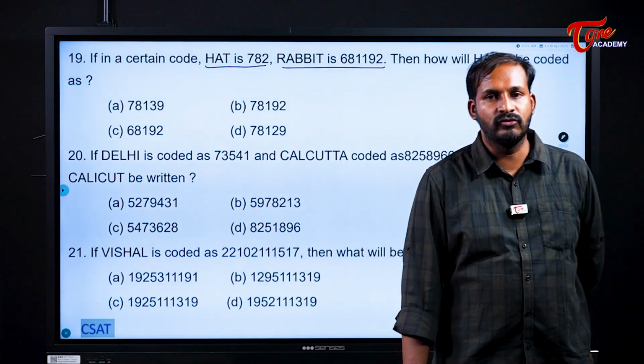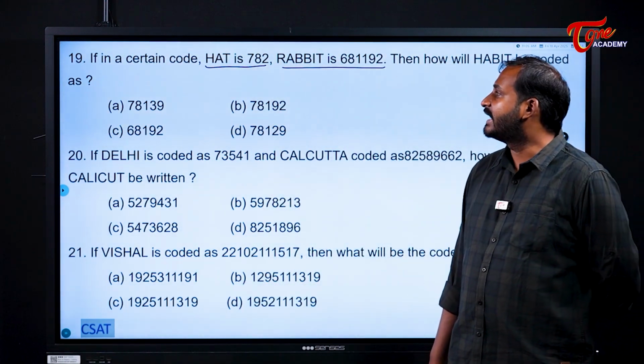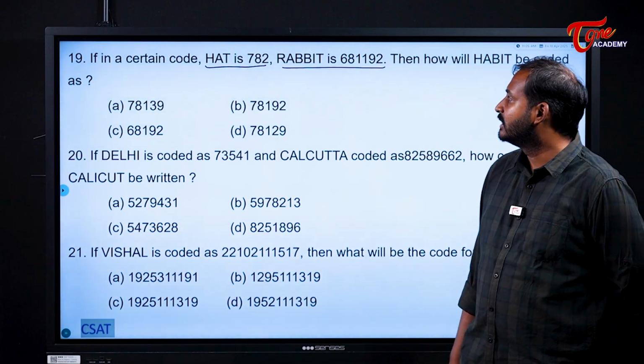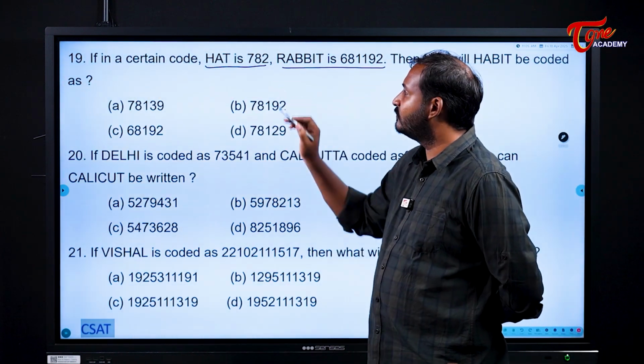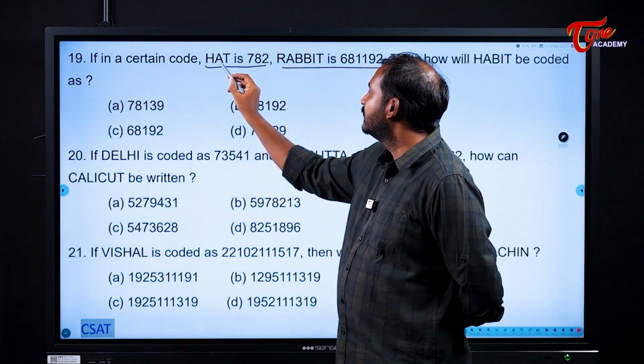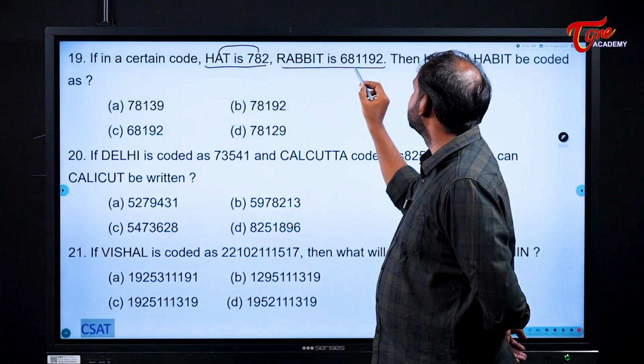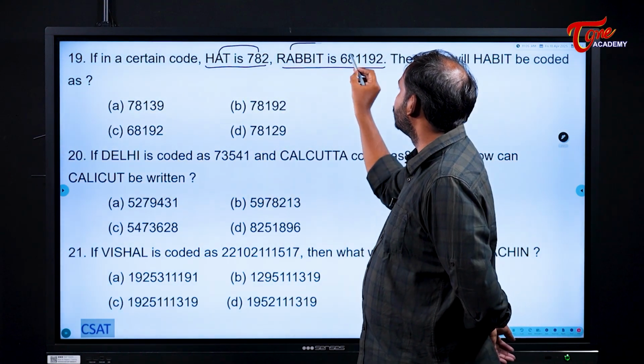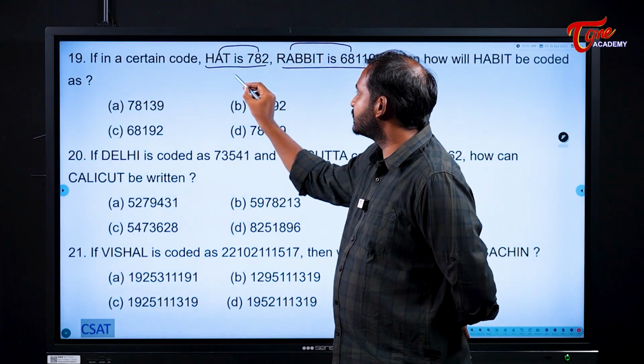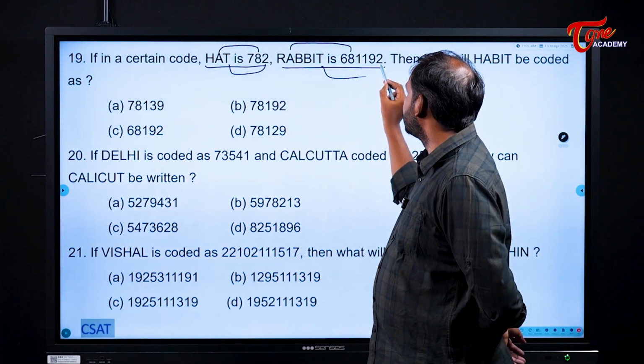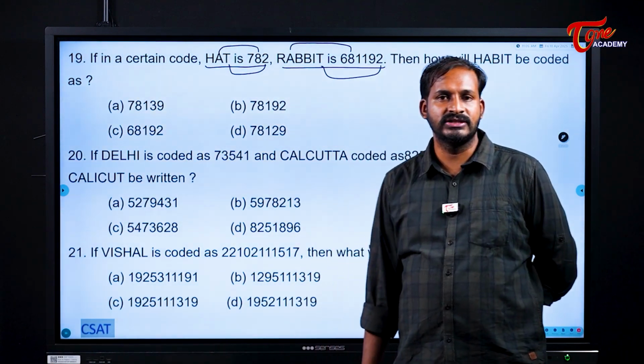If two words and two codes were given, that is the case of direct coding. Now, see here what is common between these two for your verification. A and T, right? A in this case is coded as 8. A in this case is also coded as 8. T in this is coded as 2. Here also T is coded as 2.